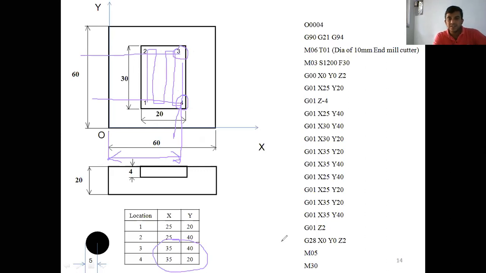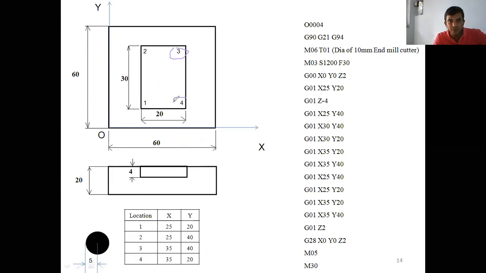After that, once it is finished here, don't remove the depth. Again we move the tool. Suppose the tool is at the third or fourth location, I don't know, it depends upon the programmer. Here, whatever I wrote in the program, the tool will stop at the third location. From third, move the cutting tool 2 to 3 to 2, then 2 to 1, 1 to 4, 4 to 3.